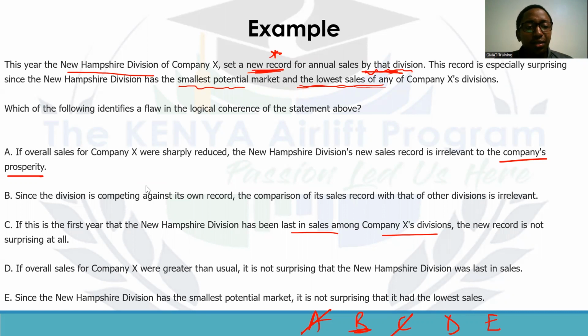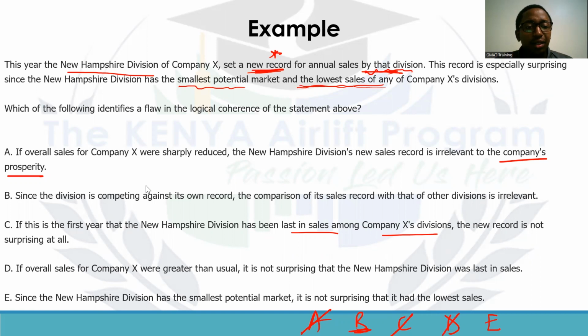D, if overall sales of company X were greater than usual, it is not surprising that the New Hampshire division was last in sales. So this doesn't have anything to do with this record, which we are trying to solve for the reasoning flaw of comparing this record to other company X's division sales. So for that reason, D is out.